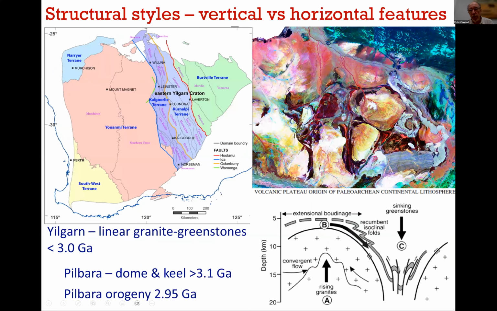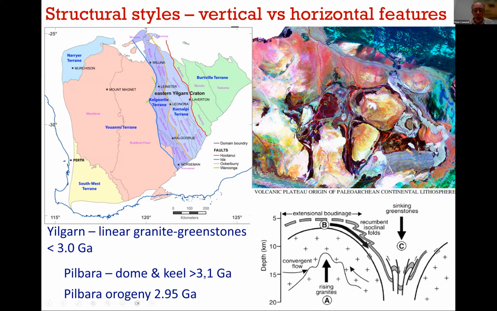Structural styles. The Pilbara is a classic example of these dome and keel patterns in Archean cratons, with big granite domes shown here in these lighter colors, high uranium, thorium, potassium type compositions, and then the intervening darker coloured greenstone belts. And here's a cross-section across them. Other belts, such as the Yilgarn, show much more linear trends with narrower focused zones of deformation.